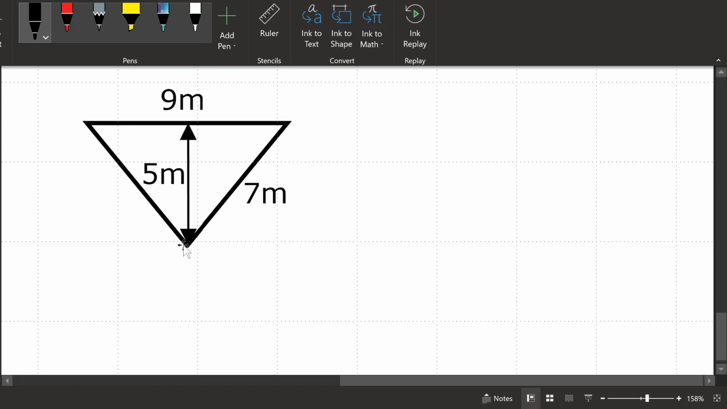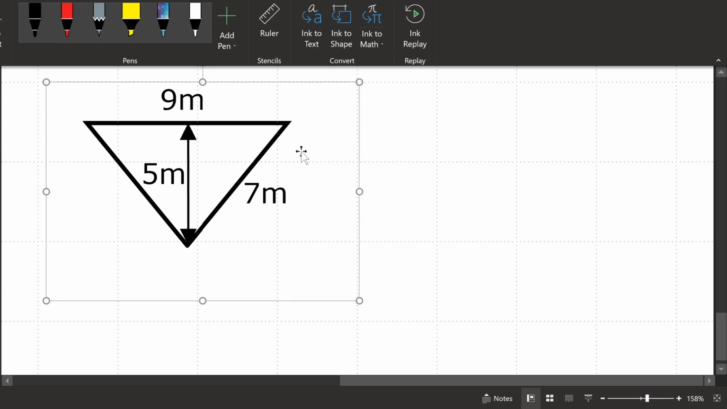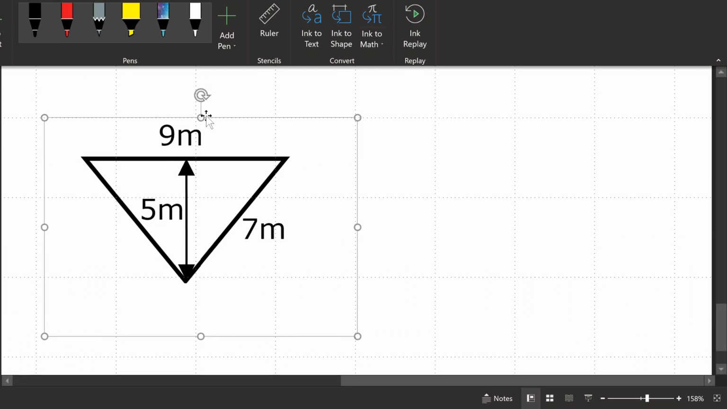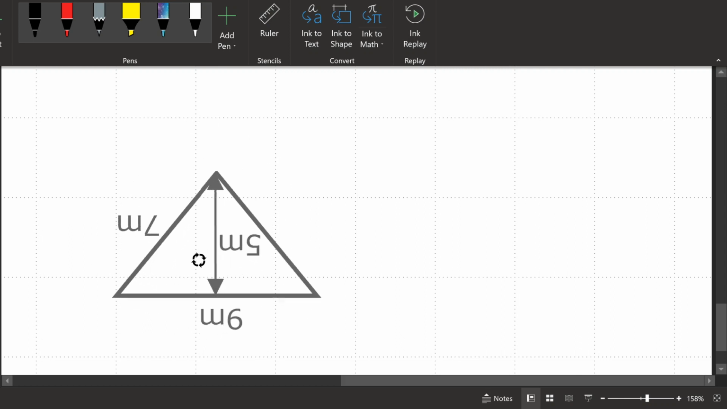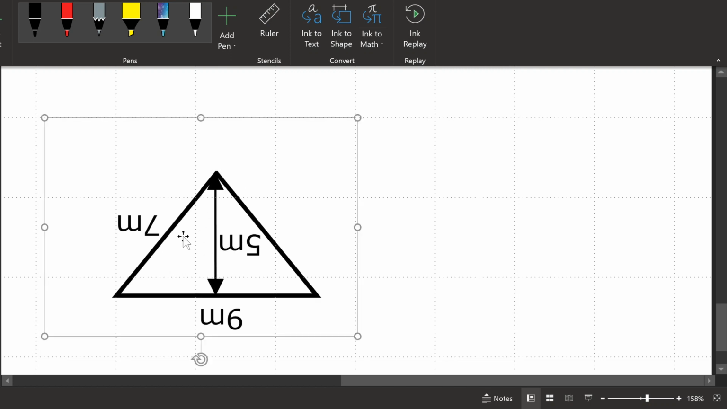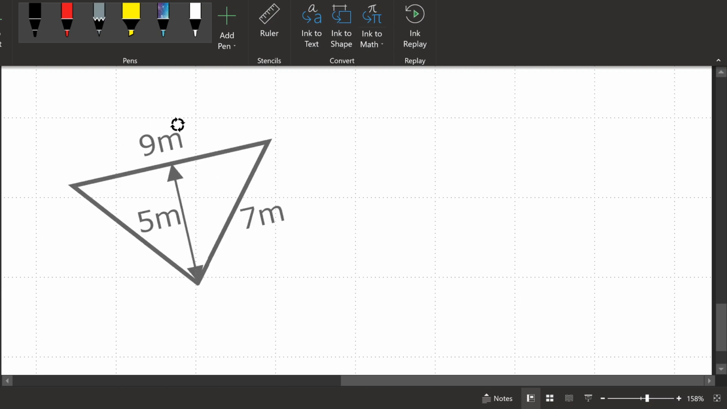Well, we've got this height here, and we've got a base, this one here. This is one of the things I'm very happy about using a computer for: I can almost look at it as if it was flipped upside down. If I just rotate it, that's not going to change the area at all. It's still going to have 9 meters in base, 5 meters in height. So I'll bring it back to where it was.